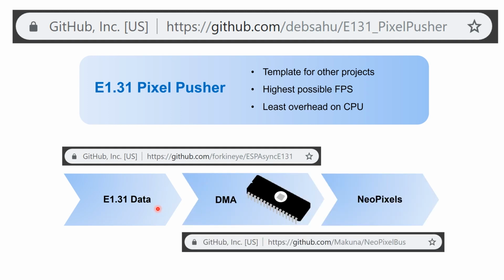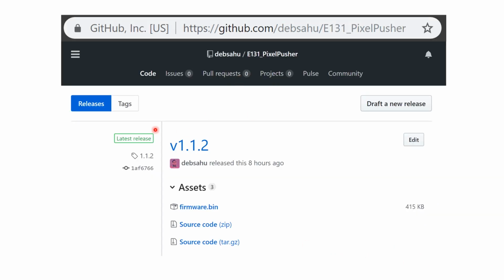What we'll do next is take this E1.31 data and transfer it into the NeoPixel using the DMA method, and we're going to use the NeoPixelBus library to do that. Here I have the latest release. You can try this out. This is version 1.1.2 as of now, and you can go and check it out.